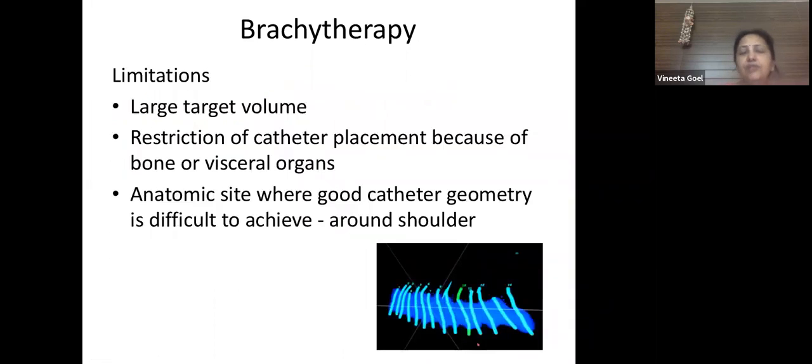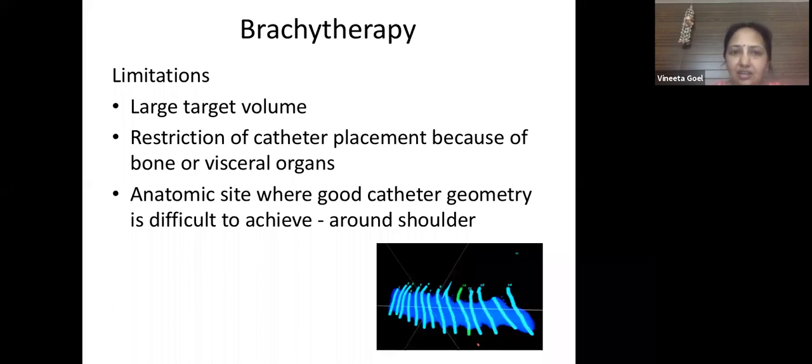The limitations of brachytherapy is that we cannot apply this technique of radiation therapy if our target volume is very big. For example, suppose you get a soft tissue sarcoma measuring about 15 centimeters in the lower limb, then you may not be very comfortable doing brachytherapy because once the volume becomes larger, you cannot maintain the symmetry of your catheter placement. So for a very large volume, brachytherapy is sometimes not useful.